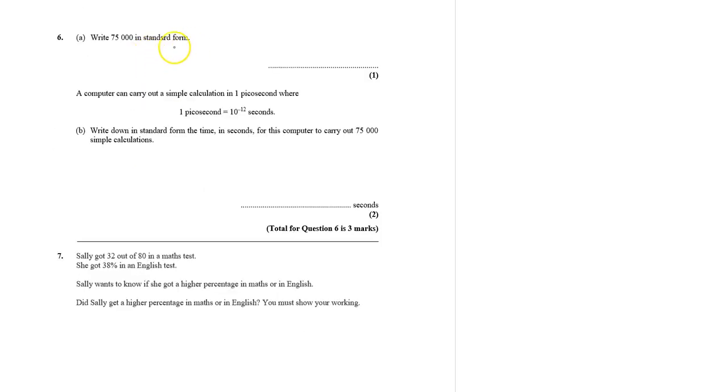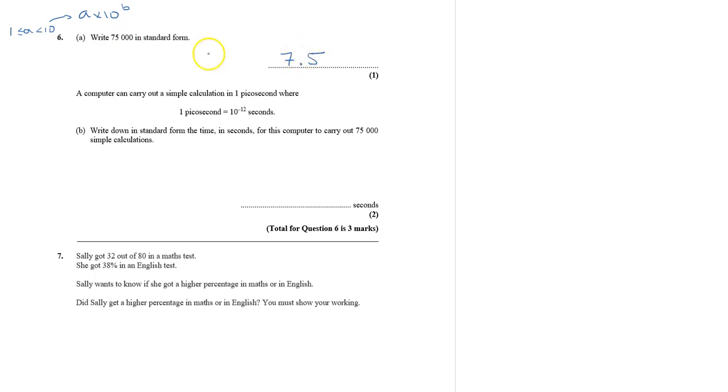Question number 6 is about standard form. So it says write 75,000 in standard form. Now, 75,000 in standard form, we need to have this first part in between 1 and 10. So numbers in standard form are a times 10 to the power of b, where a is between 1 and 10, and then b is a whole number. So to make this number between 1 and 10, this would need to be 7.5.